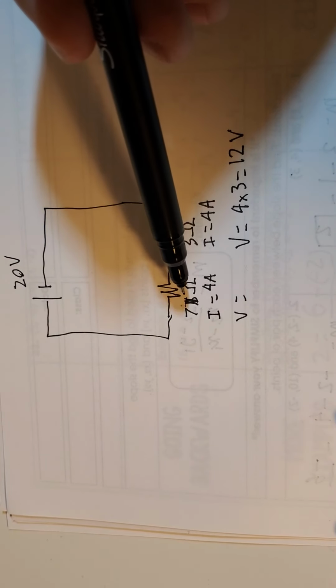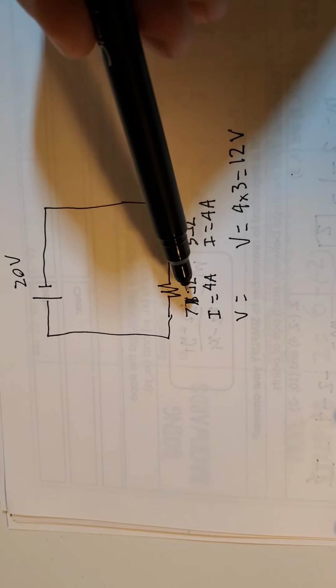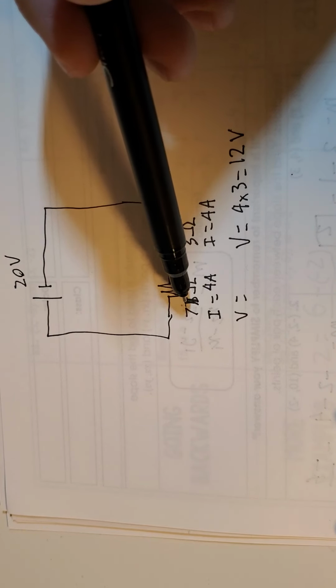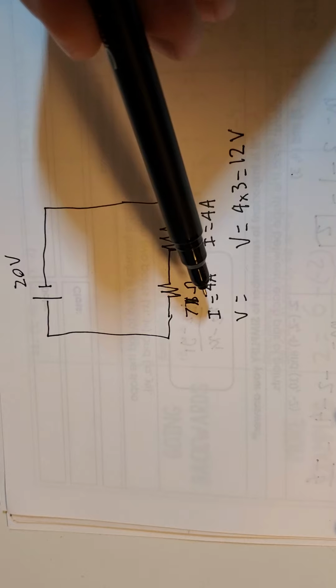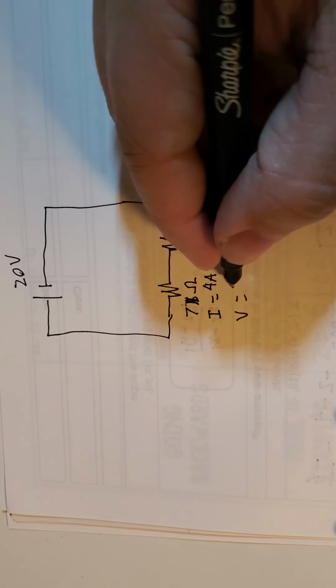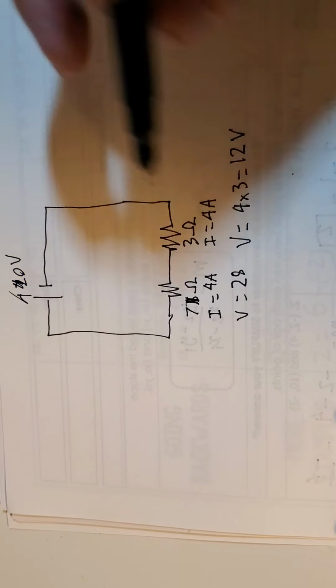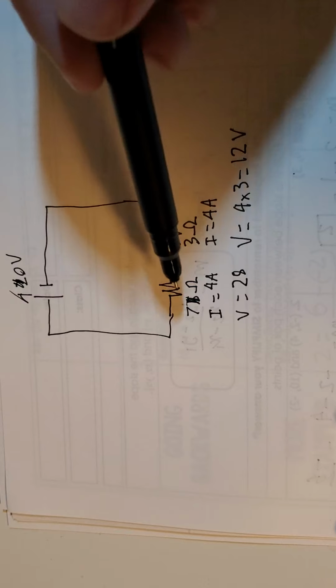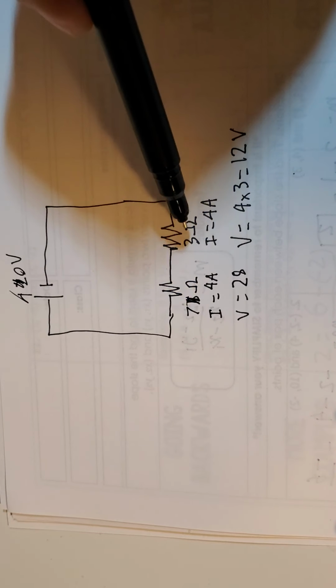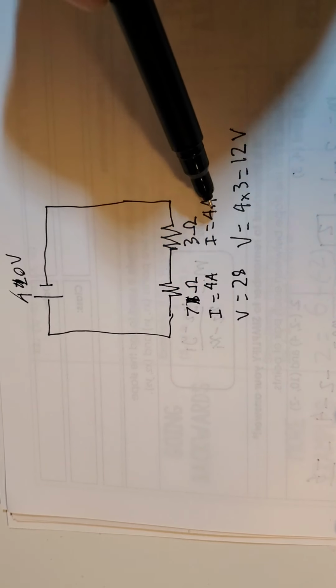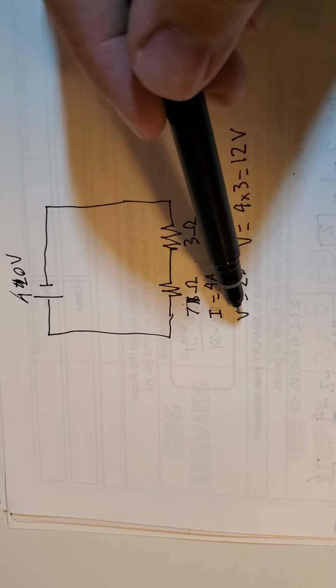Okay. Now let's look at this one. Again, our resistance is 7 and our current is 4. So we're going to get 28. Apologies, this is 40. Thank you. Sorry. So we should have had 7 ohms of resistance, 3 ohms of resistance, 4 amps going through. So V is going to equal this, okay?